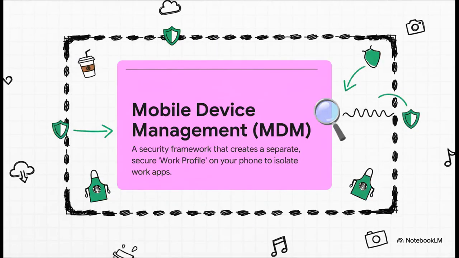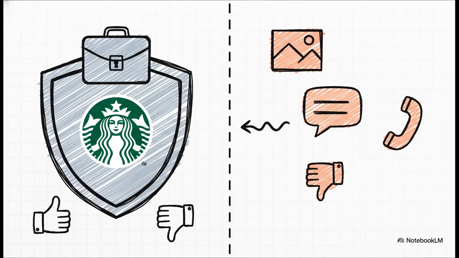The technology it uses is called Mobile Device Management, or MDM. It sounds really technical, but all it really does is build a secure, separate little box on your phone just for Starbucks apps. It completely walls them off from the rest of your personal stuff. And this is the most important thing you need to know. This profile absolutely cannot access your personal life. It can't see your photos, it can't read your texts, it can't see your browsing history. All it does is manage the work apps inside its own secure little container.